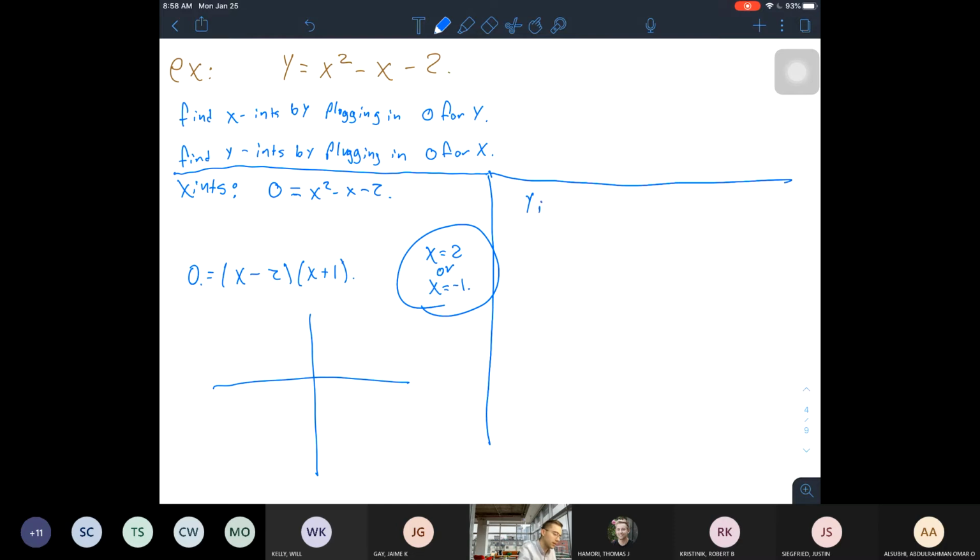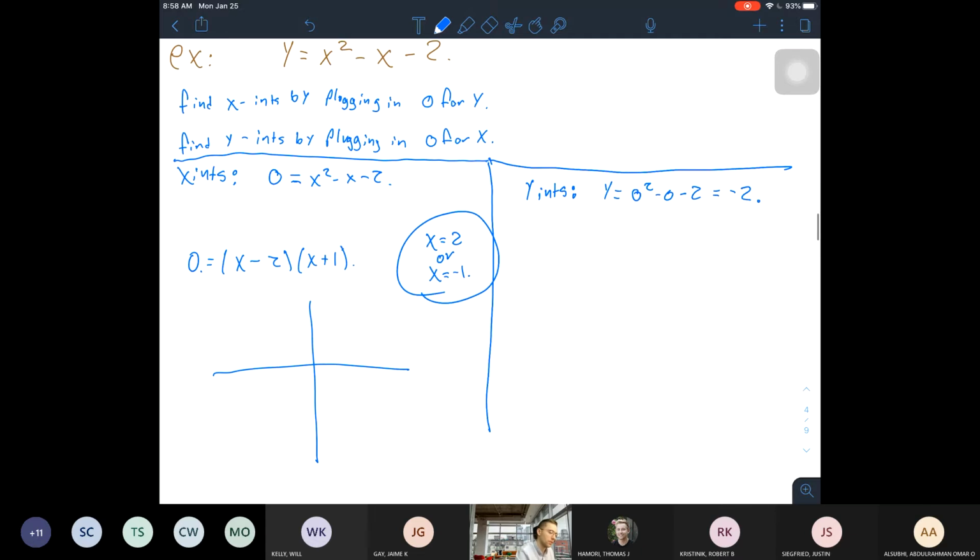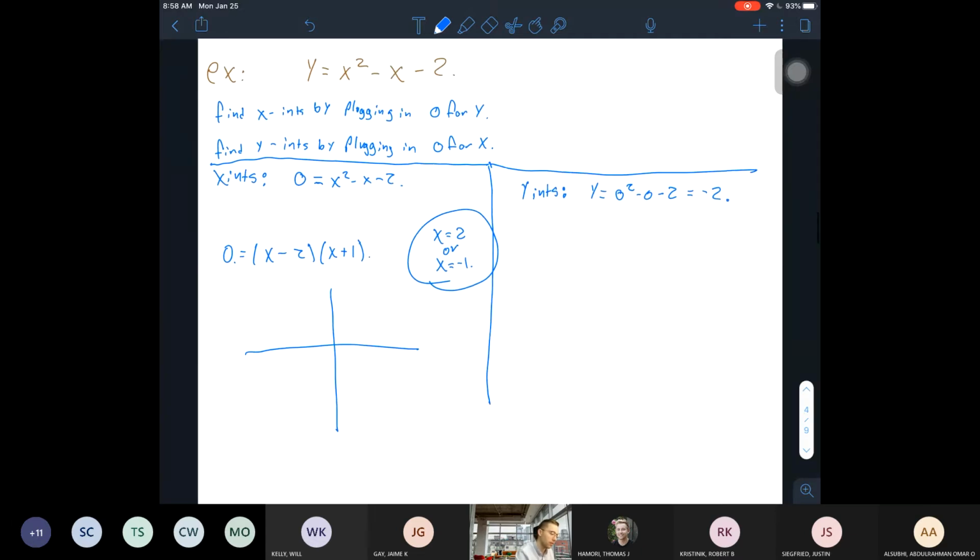For the Y-intercepts, all we have to do is set x equal to 0. We get y equals 0 squared minus 0 minus 2. Well, that's just -2. So we get one Y-intercept.